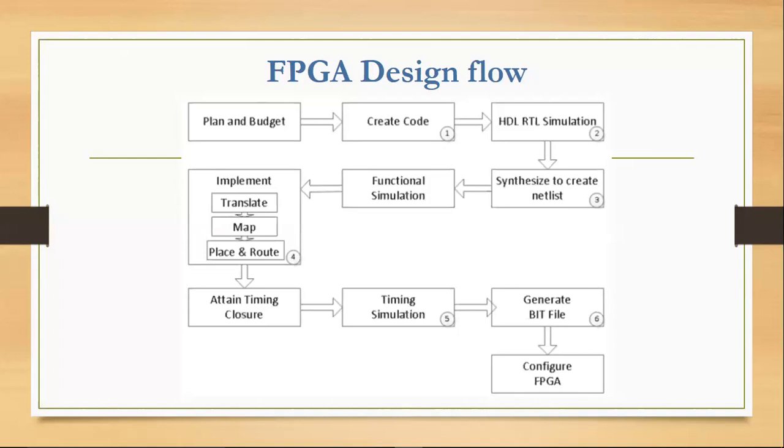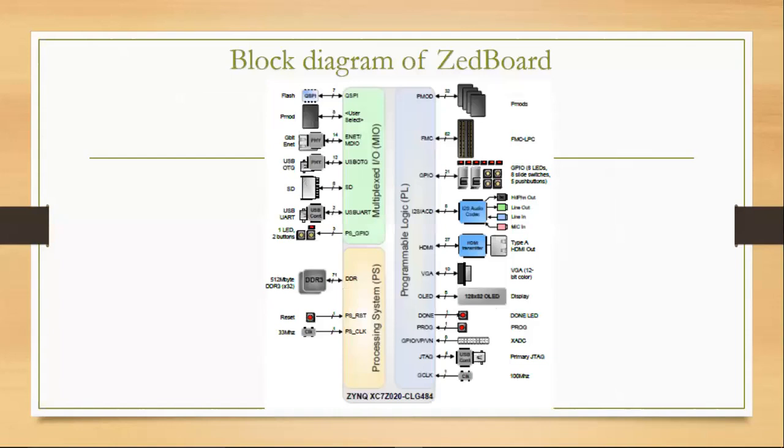After this FPGA design, we can see that our design is converted into a product. So next, coming to the block diagram of your Zynq board, it's called the Zynq 7000 series. Here we can see the processing system and the programmable logic PL, and the multiplexed input output IOs are there.